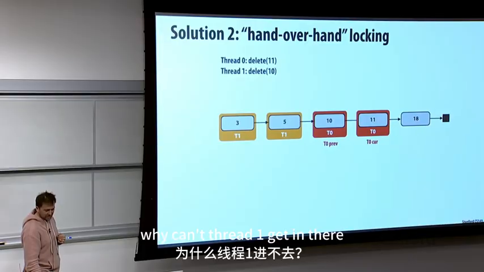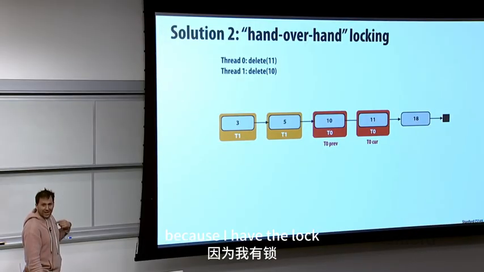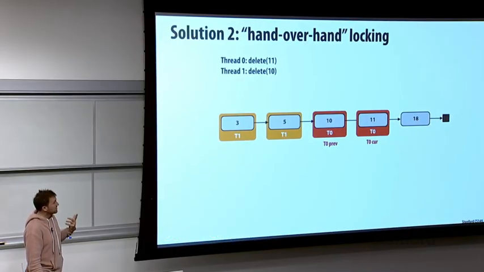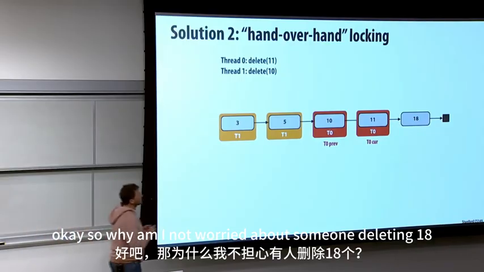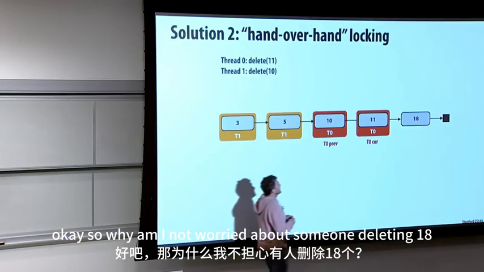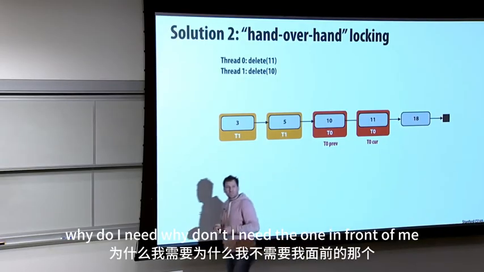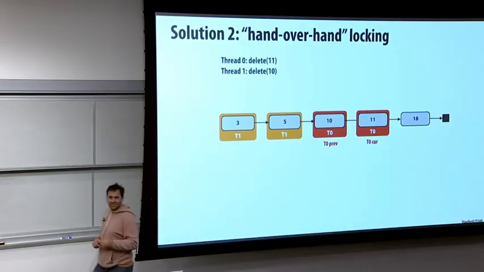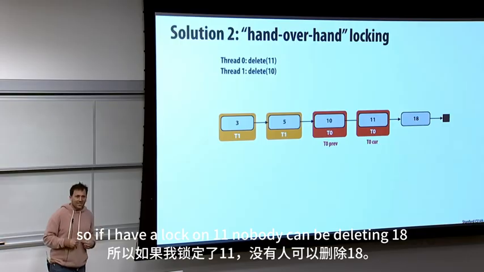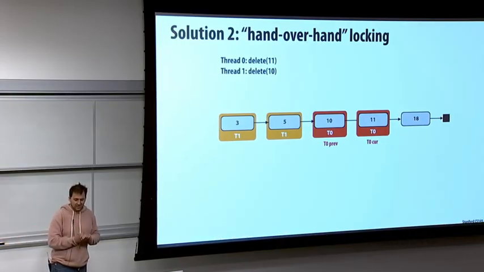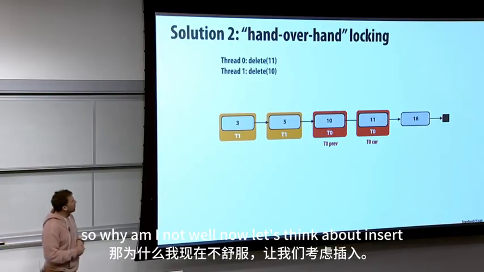Why can't thread 1 get in there? Because I have the lock. Okay. So why am I not worried about someone deleting 18? Why don't I need the one in front of me? So if I have the lock on 11, nobody can be deleting 18.